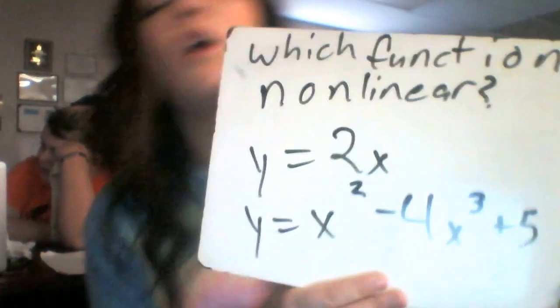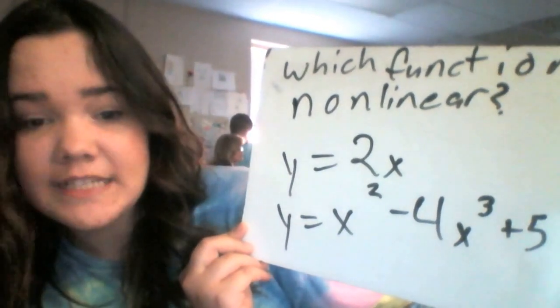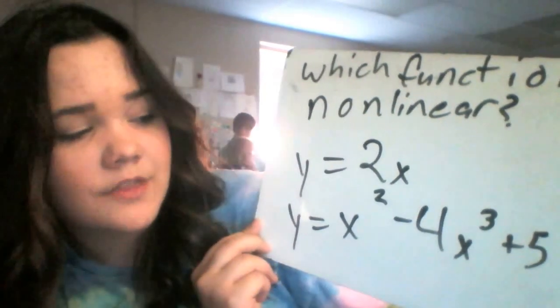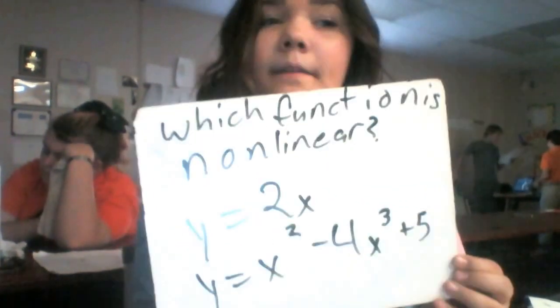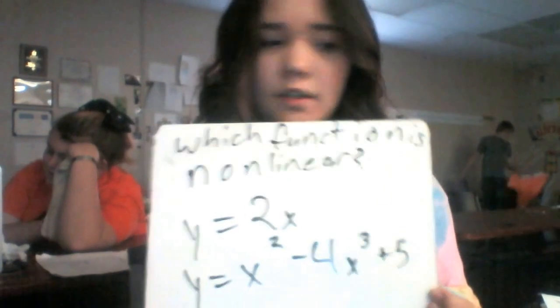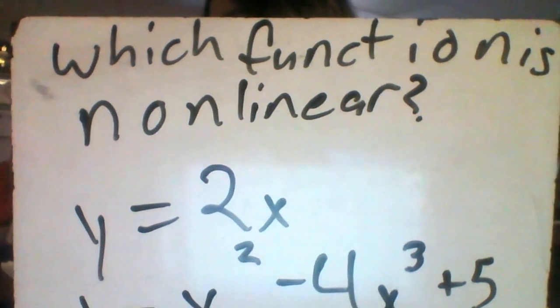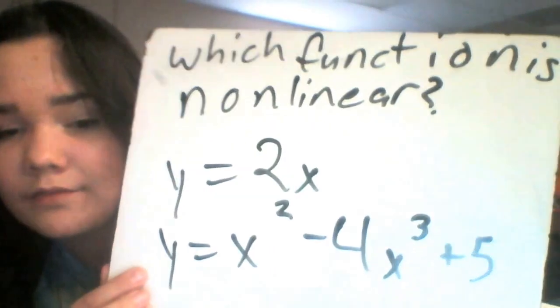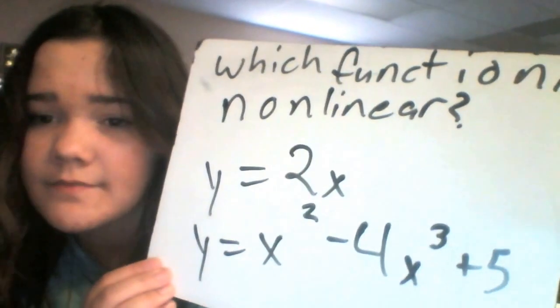So here's one of our examples. Which function is nonlinear? On this one, there is y equals 2x, and on this one, y equals x to the second power minus 4x to the third power plus 5. Now I'll let you look at this, remembering that variables cannot have an exponent larger than 1, and they must be a numerator, so go ahead and switch that up. Alright, that should be enough time for you to figure out that the bottom one, y equals x to the second power minus 4x to the third power plus 5, is nonlinear.